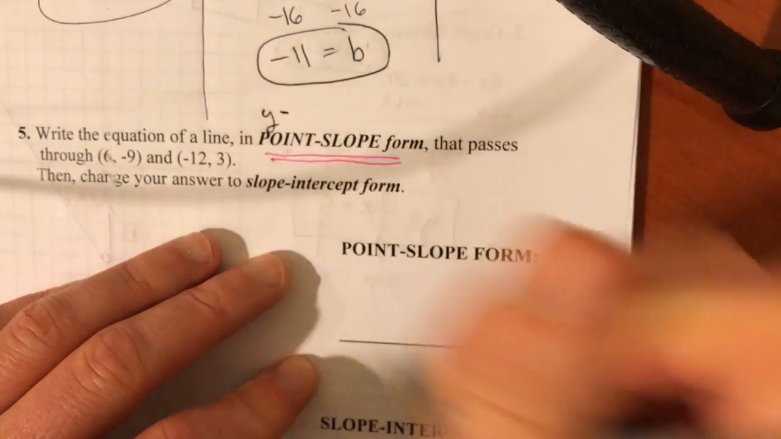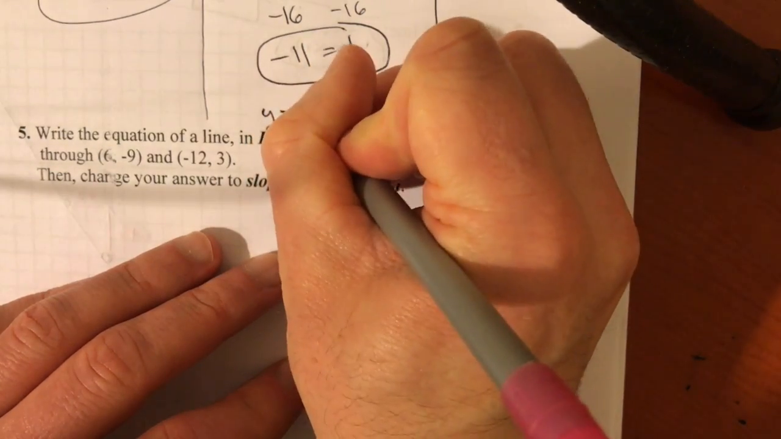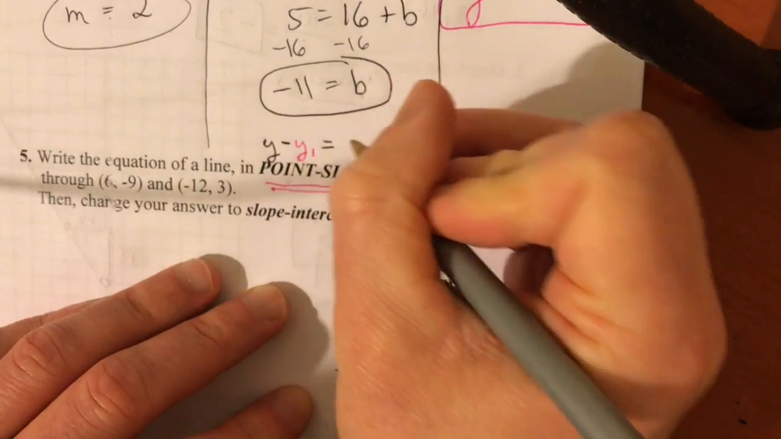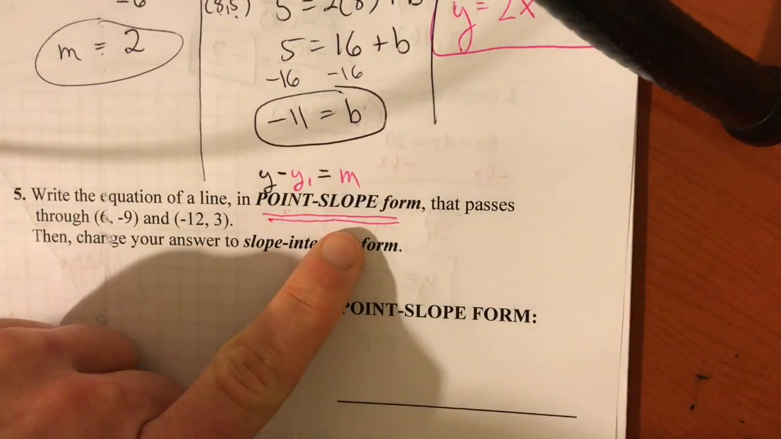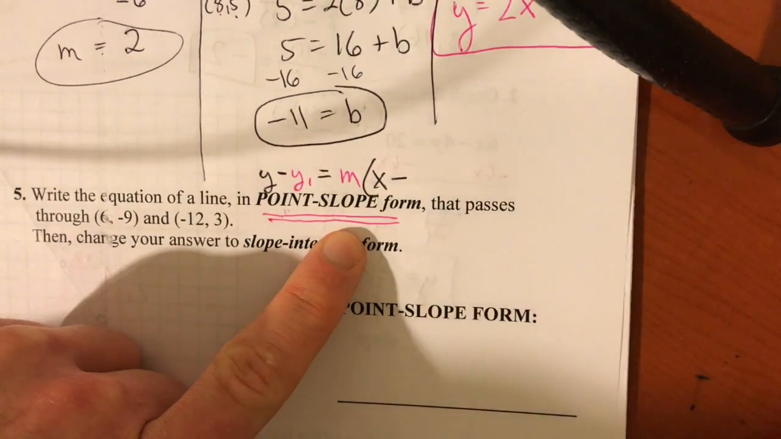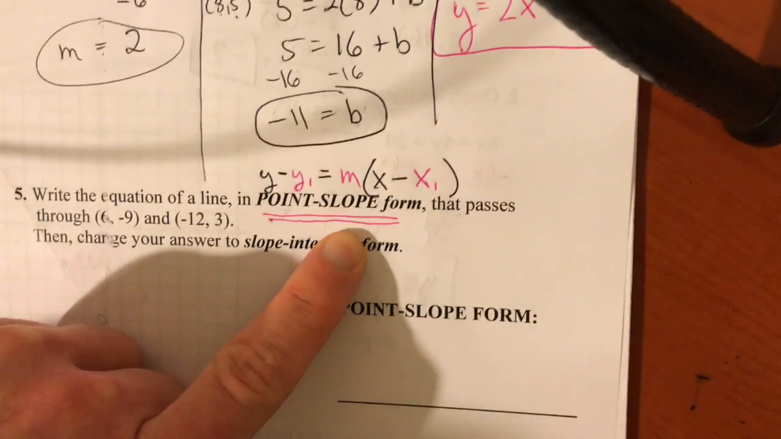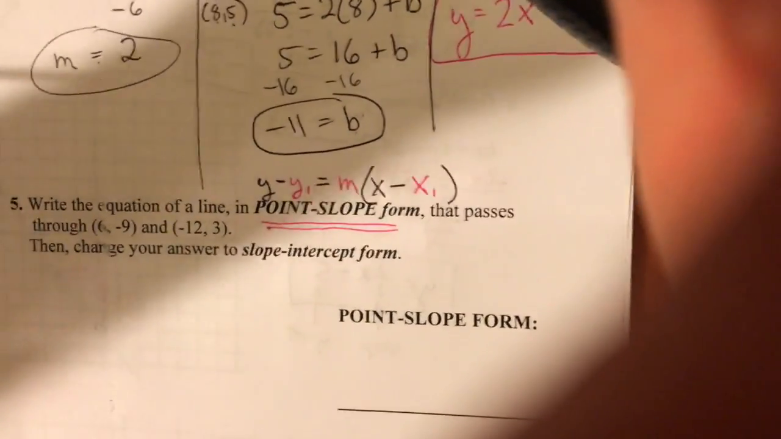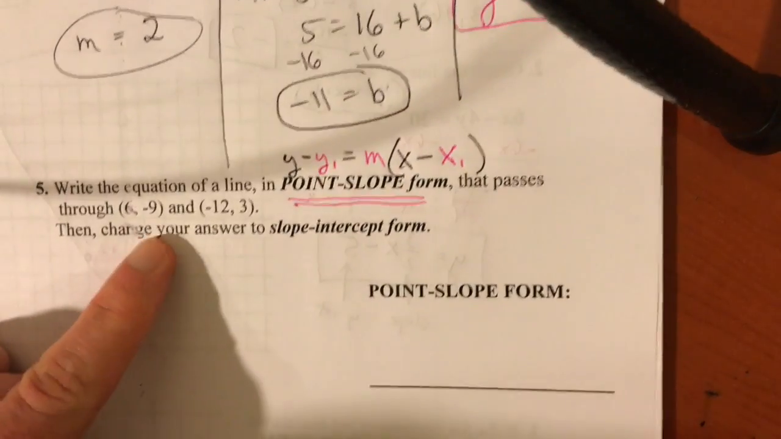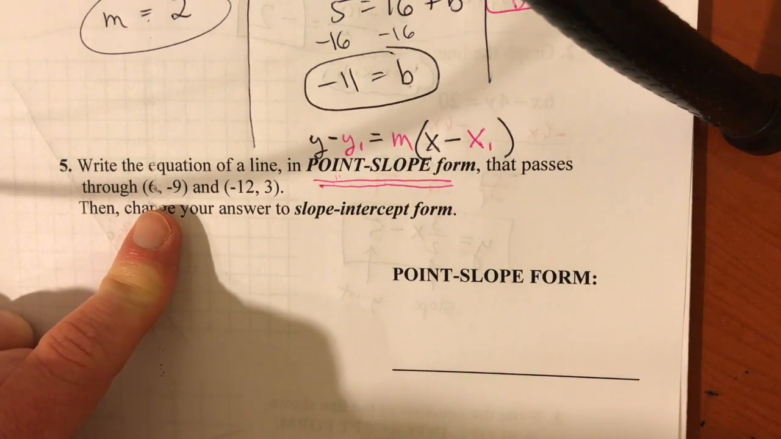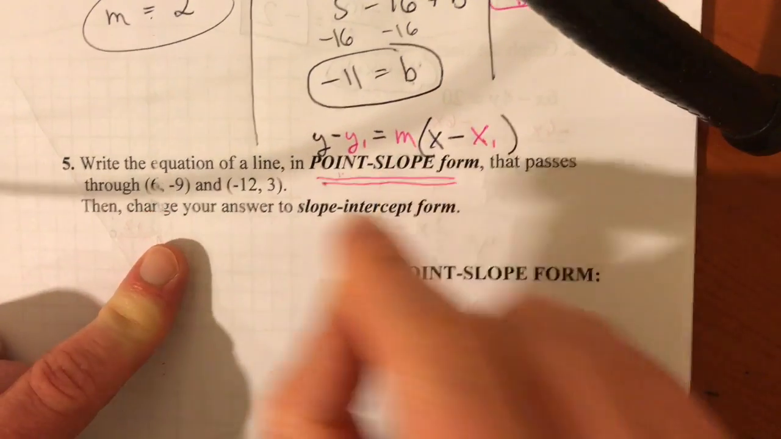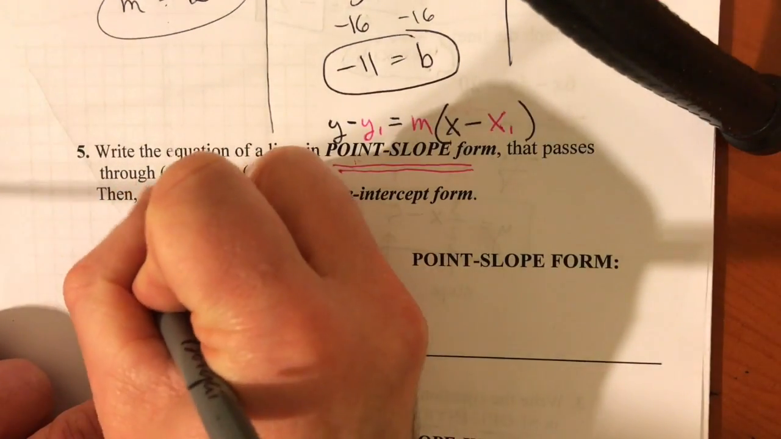It was y minus the y-coordinate of the point is equal to the slope times x minus the x-coordinate. Okay, so again, if they've given me 2 points here, I'm going to start by finding the slope. That is the one thing I definitely need. So let's get that slope.